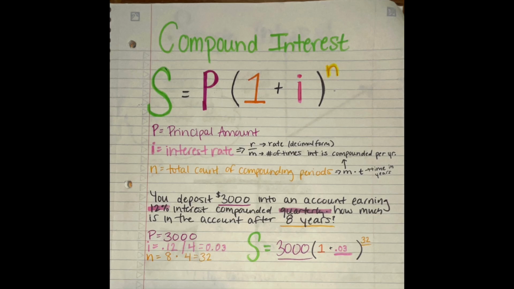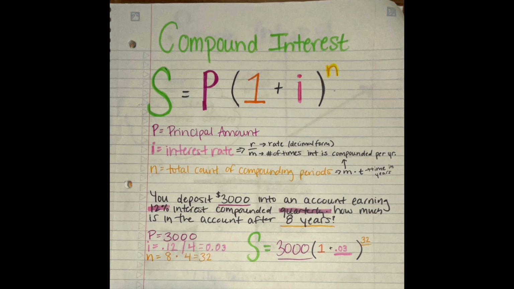And then you're dividing that by 4. The reason you divide it by 4 is that it's compounded quarterly. So quarterly means it's 4 times per year. So 0.12 divided by 4 would equal 0.03. So that's what's going into our I section of our formula.